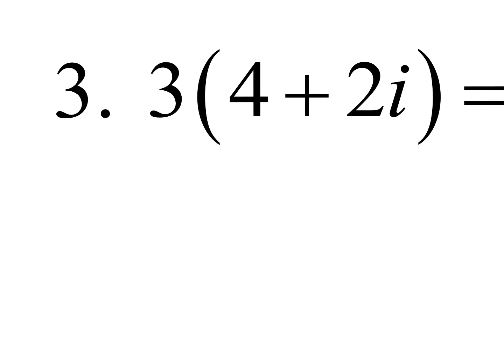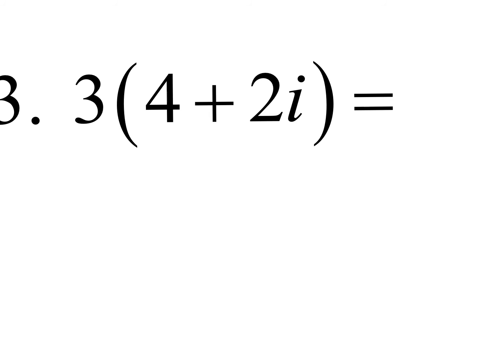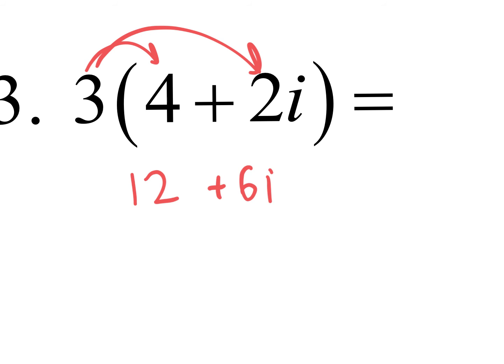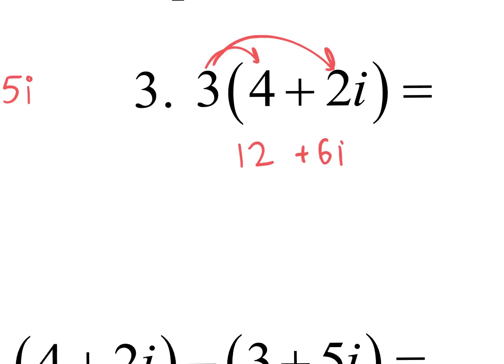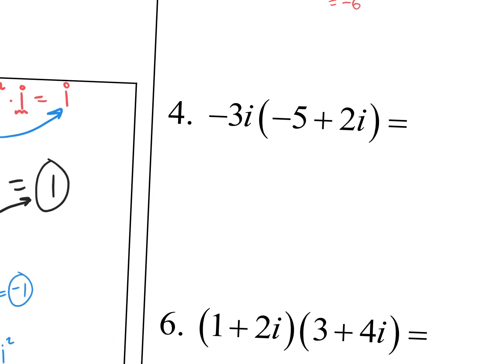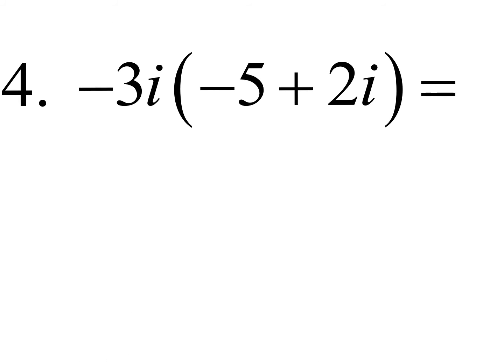Moving on. Well, back in pre-algebra, we would distribute. We're going to distribute here also. 3 times 4 is 12. 3 times 2i? 6i. There's no i squared. I don't need to worry about anything. And it is in order also. You want the real part first, the 12 first, then the imaginary part second. Let's go to this one over here. This one's a little bit more fun. We're distributing an imaginary.